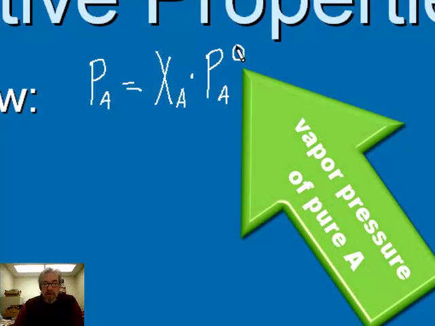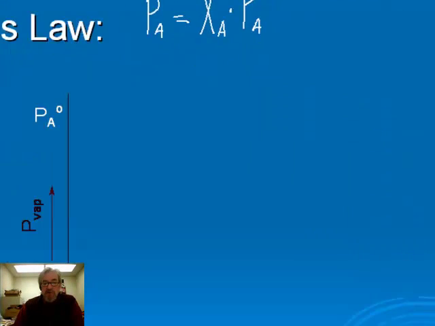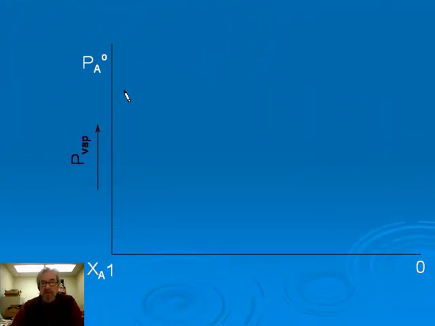So that little degree sign up there means when the solvent is pure solvent, what is its vapor pressure. So we can graph that out here on this set of axes. Along the bottom we've got mole fraction, and on the left side of the axis we've got pure A, so the mole fraction is 1. On the right hand side we have no A at all. So if we don't have any A, A is the solvent. If we don't have any solvent, obviously the vapor pressure would have to be 0.